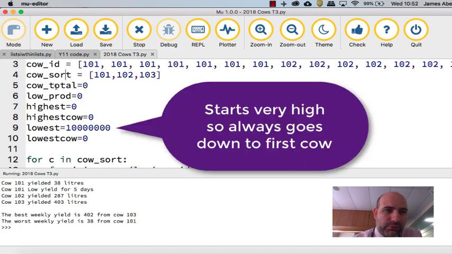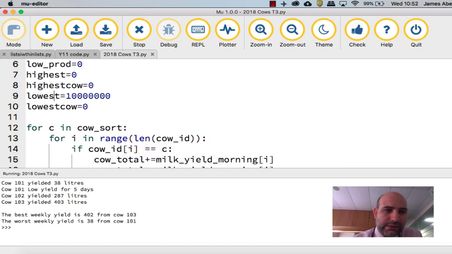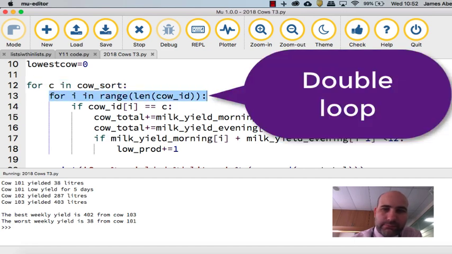Here are some extra variables. Notice that the lowest has been given a ridiculous number, so that it automatically goes down. Now, this is where it gets to be quite important, because what we have here is a double loop. So you've got this loop here, and then you have the following loop afterwards.